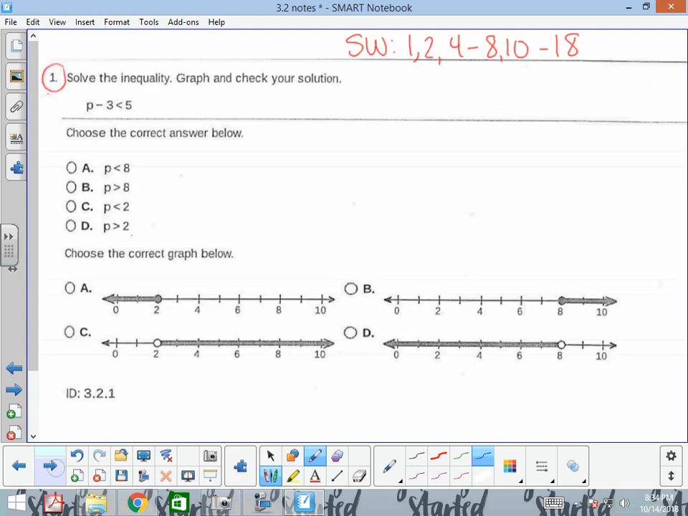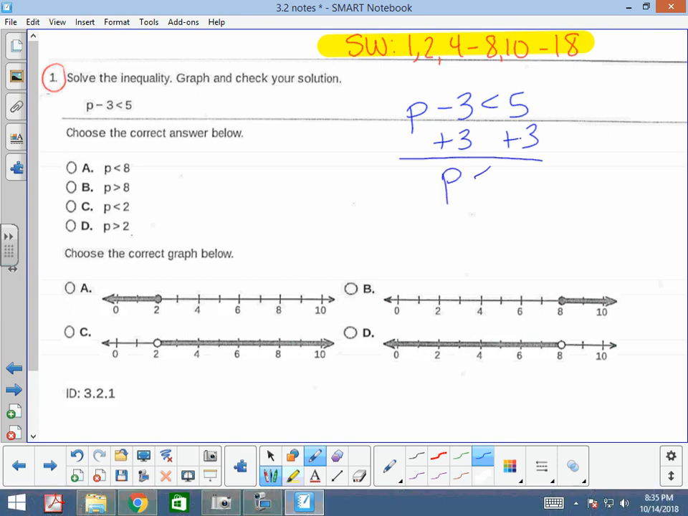So let's go ahead and get started on some examples. Make sure that you show your work on these particular problems when you do the homework. These are, like I said, very similar to what we did when we were solving equations. You're going to show your work, write the inequality, and solve it by adding 3 to both sides, just like you would in a regular equation. Except this time we have P is less than 8.